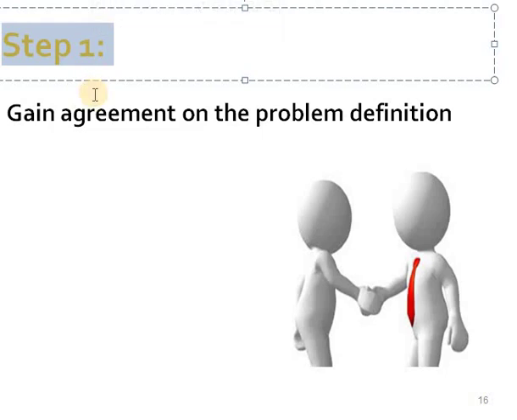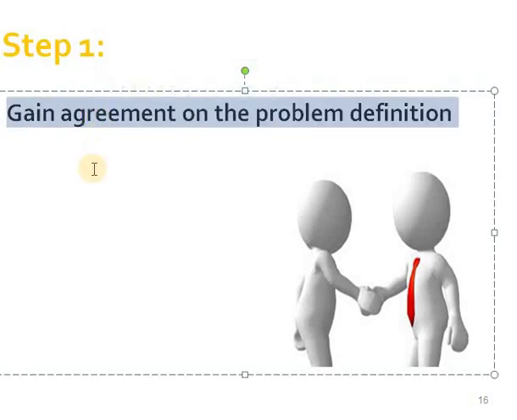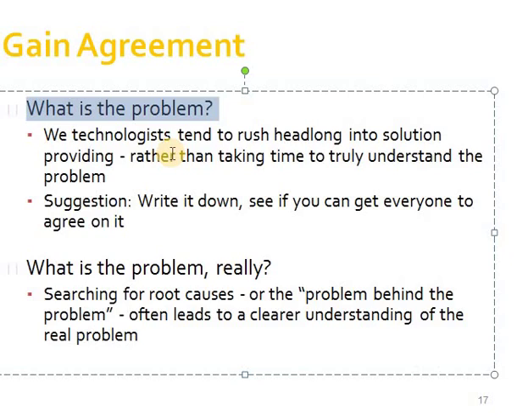The step number 1 is basically to gain the agreement on the problem definition. When you do the problem analysis, the goal is to get a better understanding of the problem. After getting a detailed understanding of the problem, the formal step is to design an agreement based on that particular problem definition. That agreement will be held between the customer and the development team. So, in gain agreement, we will focus on what the problem is.